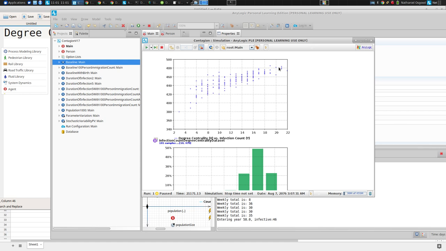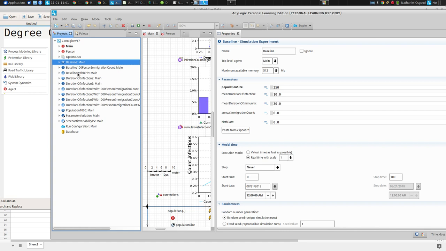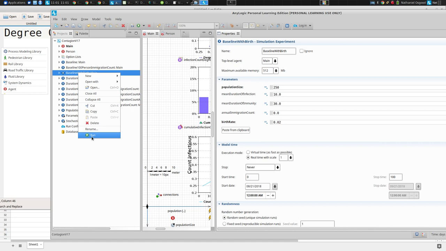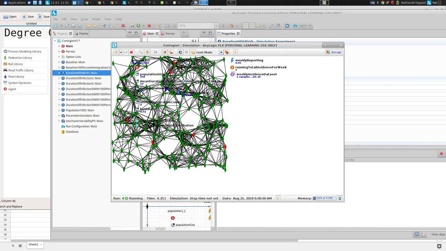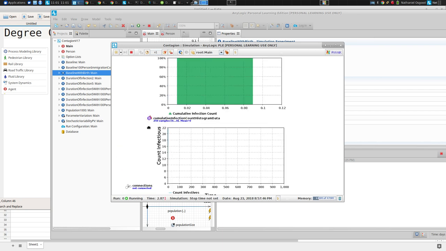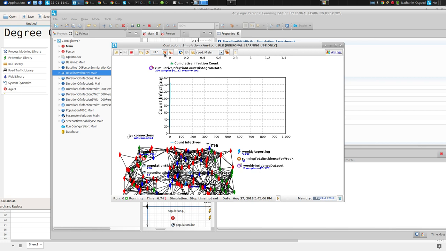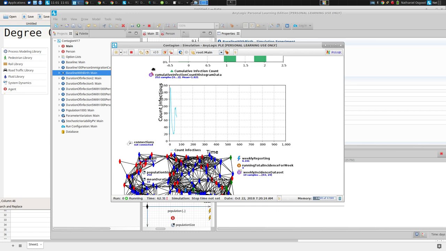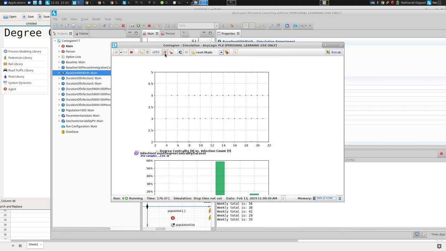Now, let's go look at how this changes, for example, with an immigration count, or let's go to baseline with birth. Okay, we're going to have baseline with birth. That was a previous run we did. So now we have births going on. The above, we didn't have births going on. Now we have births going on. People are coming in, people are dying, and people are leaving. I'm going to speed this up.